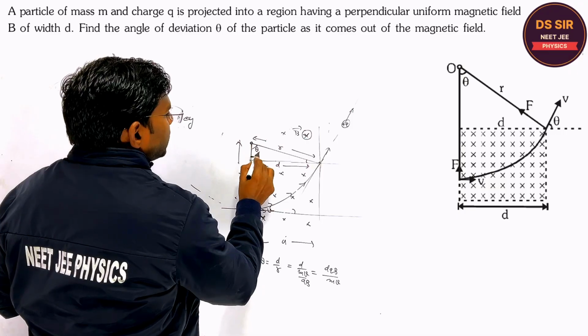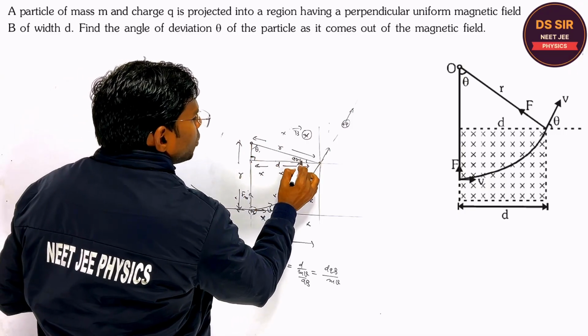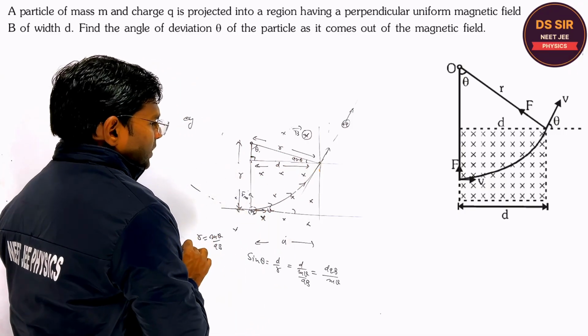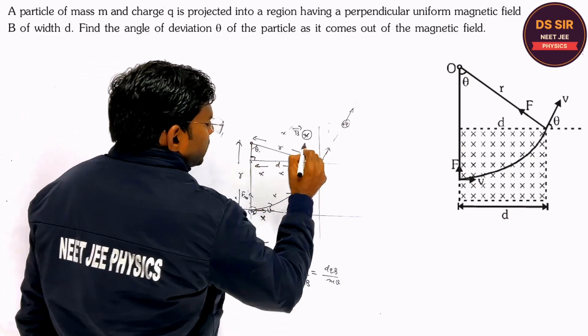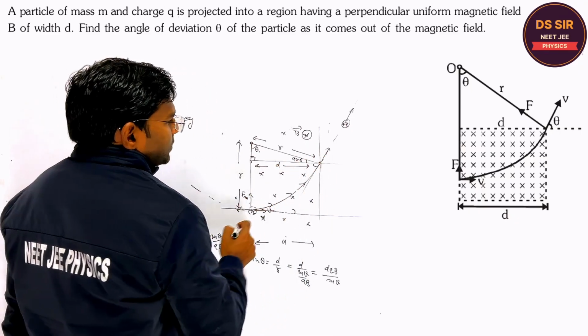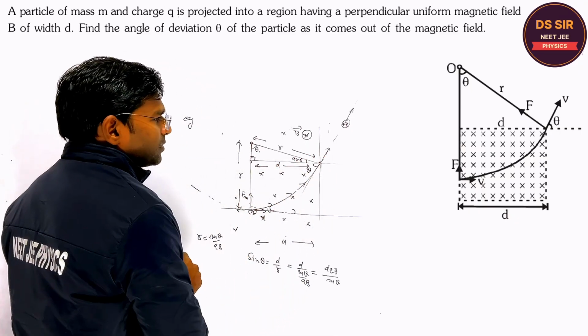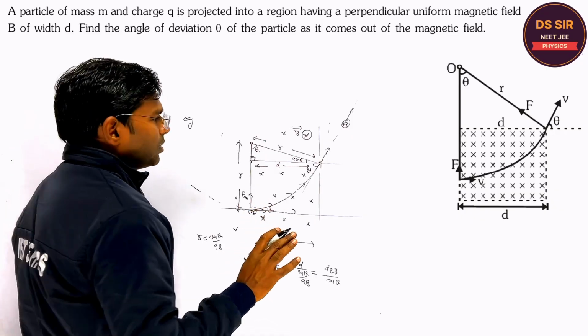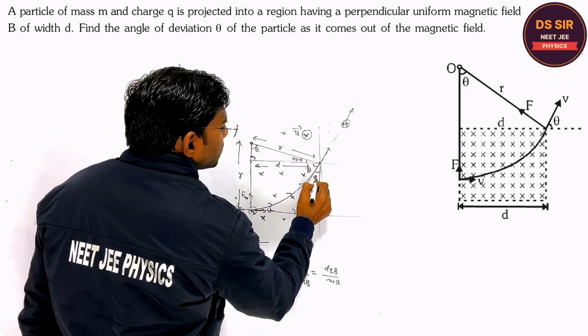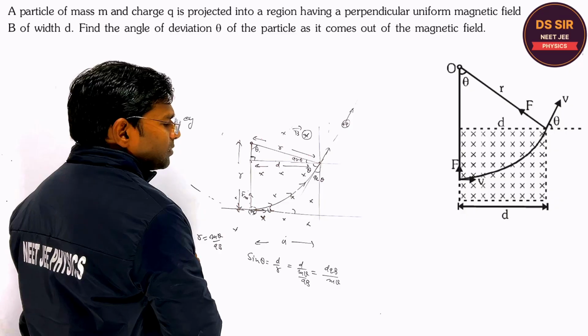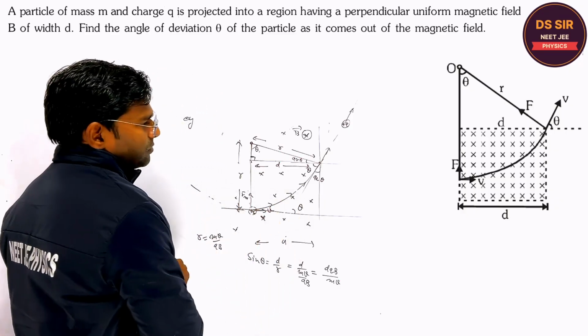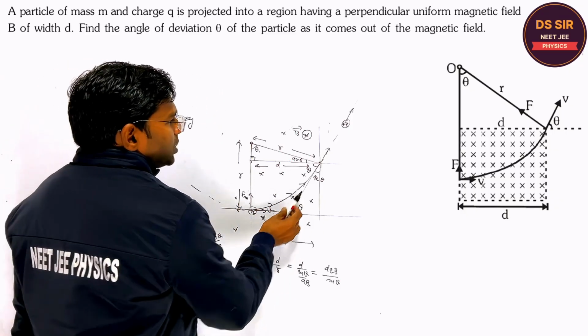Is it 90 minus theta or not, you tell? Yes. So this angle is what then? Say theta. Is it clear or not? Yes. So this angle is 90 minus theta, and this angle is theta. So this is the deviation.